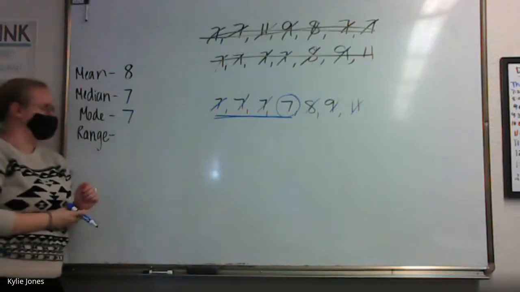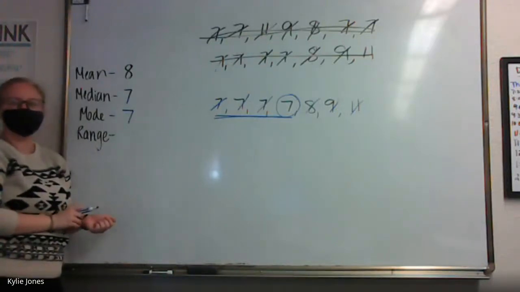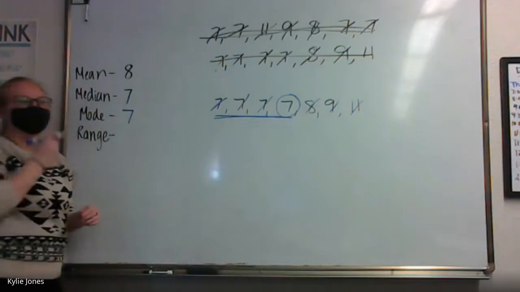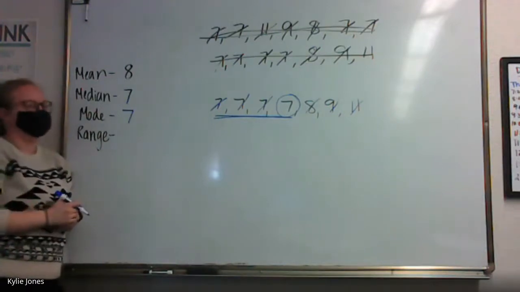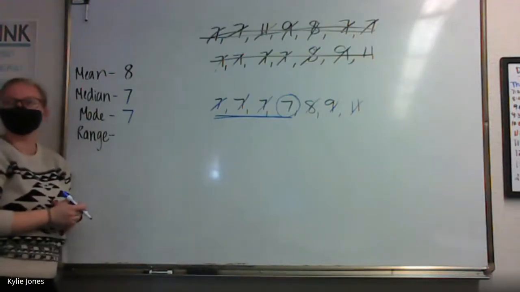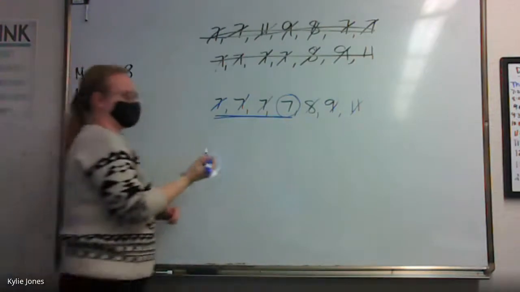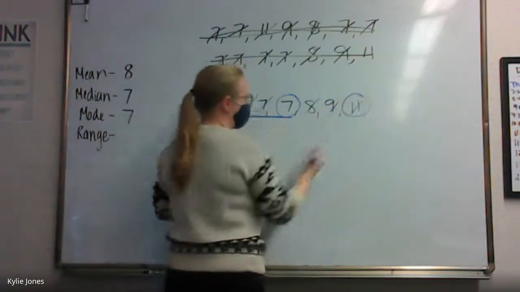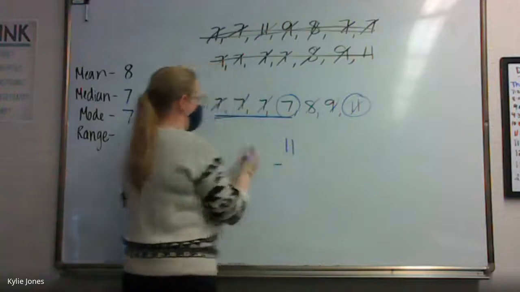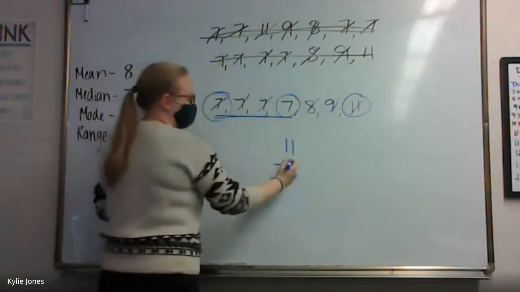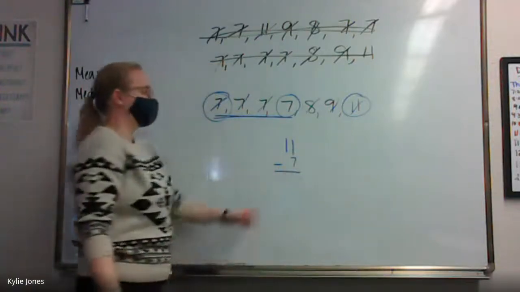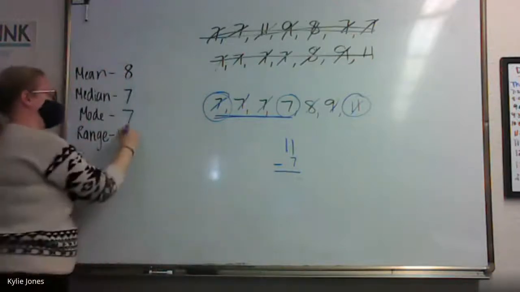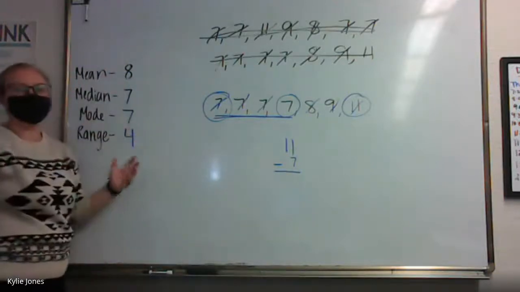And then we need the range. How do you find the range? What do you do to find the range? Go back to the notes. What do you got to do? Find the biggest number and subtract the smallest number. Good. Take the biggest number, 11, and subtract the smallest number, 7. 11 minus 7 is 4. There's all of our answers.